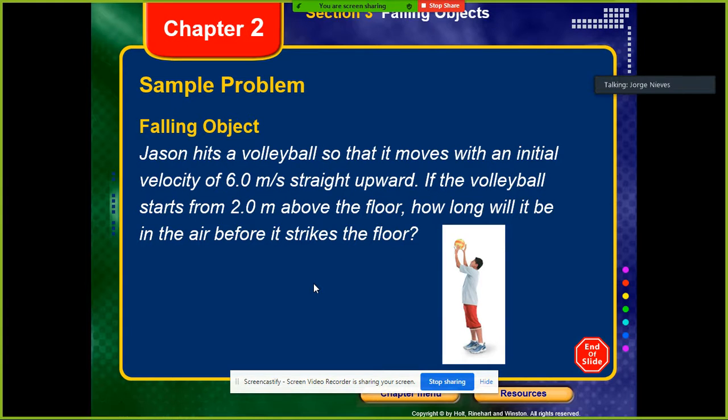Thank you, Leonardo. So we have a volleyball. So the volleyball is moving with an initial velocity. So we are given the initial velocity of the ball. And it says if the volleyball starts from 2.0 meters above the floor, how long will it be in the air before it strikes the floor? So we are trying to find the change in time, okay? Estamos buscando el cambio en tiempo, okay?